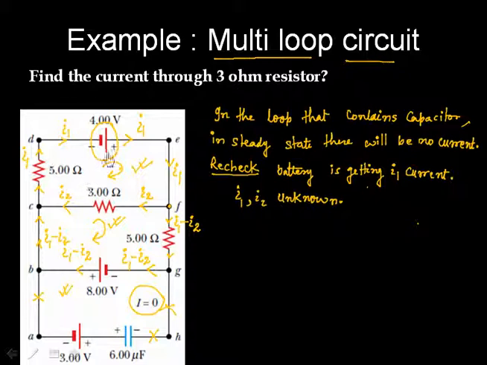So let us first write for the upper loop, and I travel from D to E, E to F, F to C, and finally to D. If I go from D to E, there is an increase, final minus initial is positive, and then we are going in the direction of current, so there is a loss of potential.